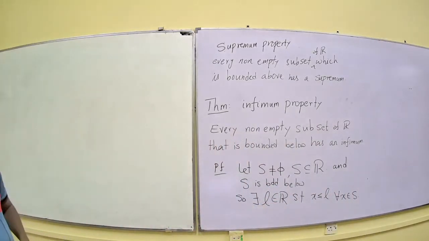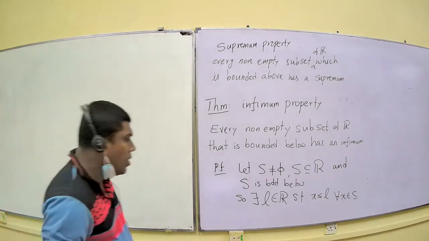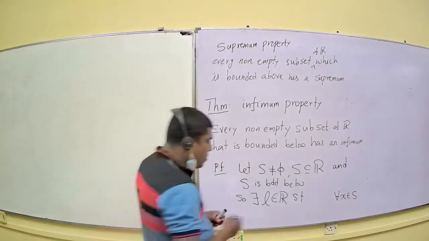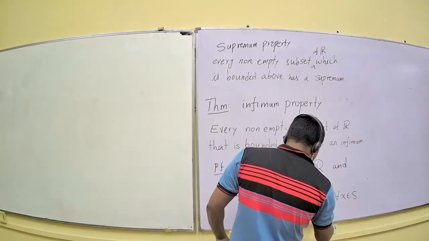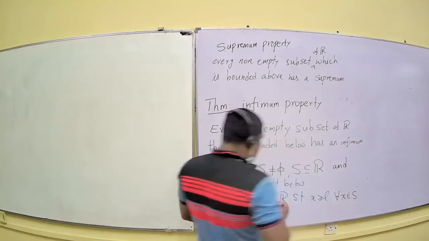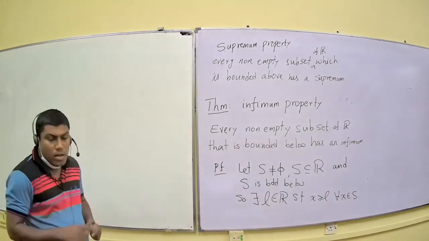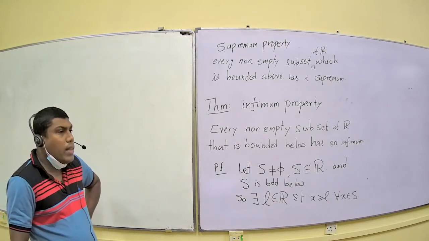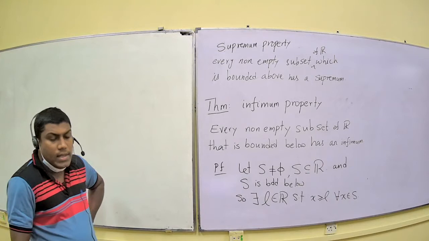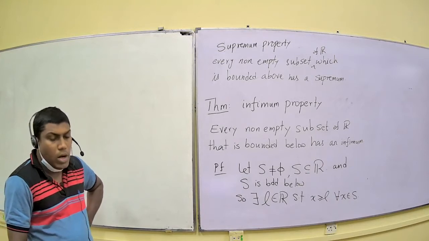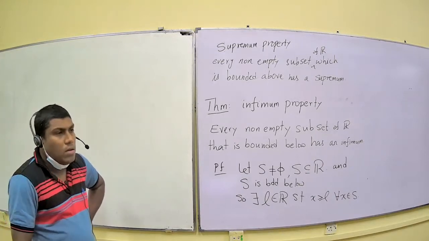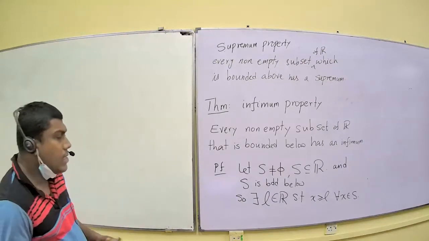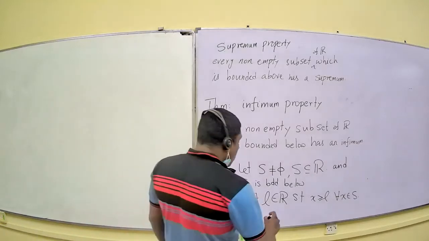Because S is bounded below, there exists a lower bound L such that all the elements x in the set S are greater than or equal to that lower bound. So what we do is we multiply this inequality by -1.